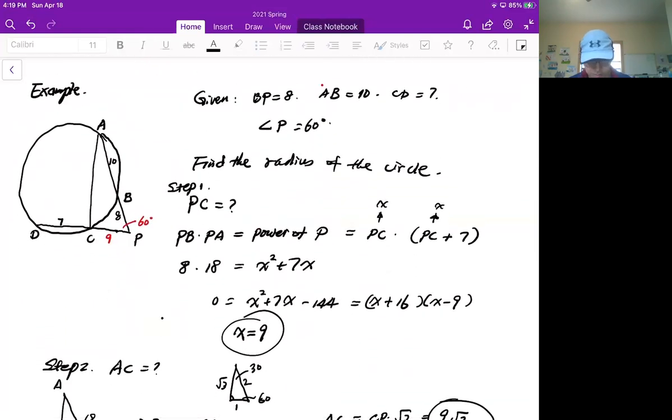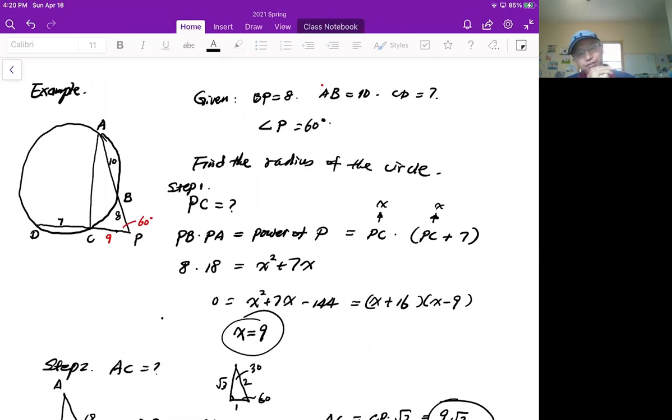And here's just a couple of examples for using this. You can take a look. What is this? So first we get the 8, and PB is 8, and the 10 is there. The other one is a 7, and angle P is 60, and we want to find the radius of the circle. So first of all, I use the power of the point at P. You can figure out CP, just solve the quadratic equation, and CP is equal to 9.